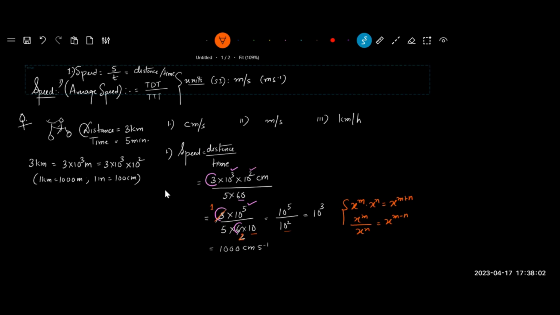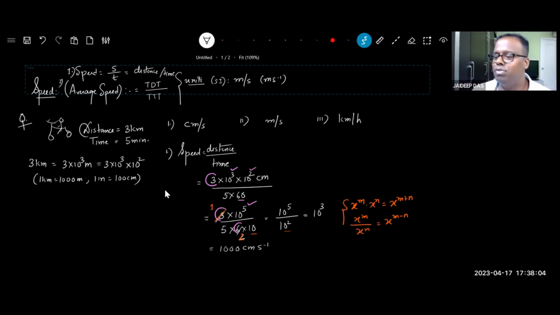Next one we can do from the first one itself, right? Half of the job is done. Next one we have to express in meters per second. So express it in, now you've got, what is the speed? The speed is 1000 centimeters per second.